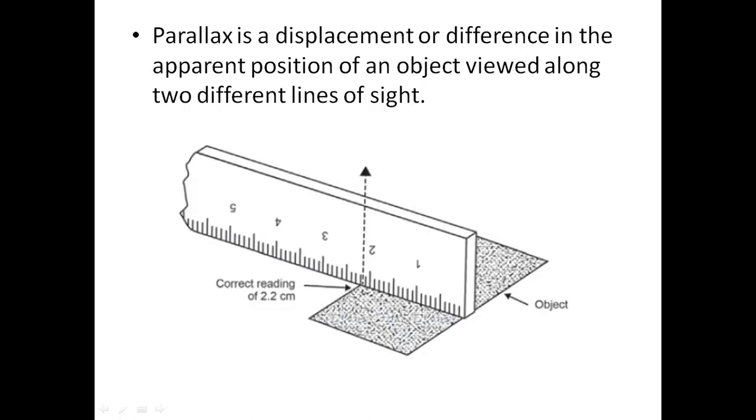The first error is parallax error. Parallax is a displacement or difference in the apparent position of an object viewed along two different lines of sight. You can see these two lines in this scale. The line which is matching near the line of the scale should be taken when you are viewing vertically, and you should not view it in the horizontal way. If you are viewing in the horizontal way, it will give you the parallax error. We are going to see it in the next slide.